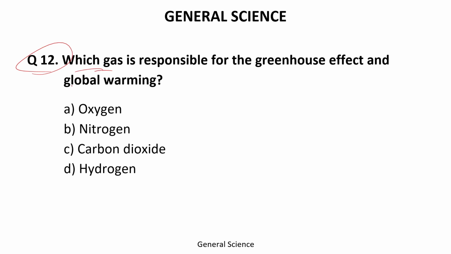12th question we have. Which gas is responsible for the greenhouse effect and global warming? Oxygen, nitrogen, carbon dioxide, hydrogen. I had told you so many times. I think 15 seconds is more than enough time to answer the question. Time starts now. Time's up. C is the correct answer. Alright.